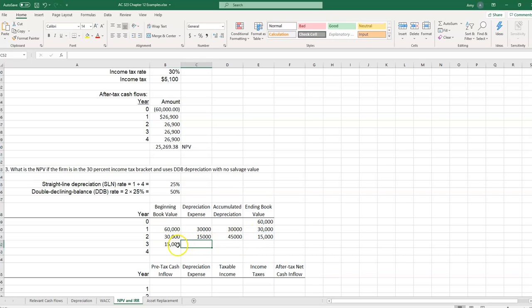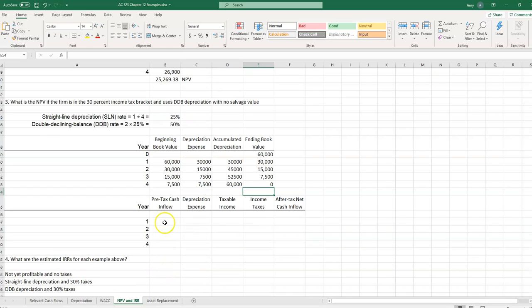Now our accumulated depreciation is 30,000 plus 15,000, and our new book value is original cost minus accumulated depreciation. So our 3rd year depreciation expense is 15,000 times 50%. Accumulated depreciation and our ending book value. And in our last year, our depreciation will be $7,500, and our accumulated depreciation is now $60,000, and we have an ending book value of 0.